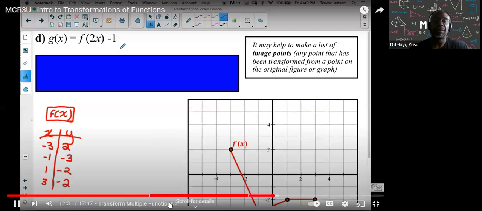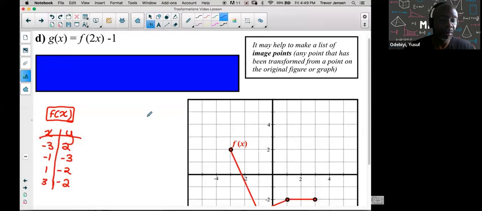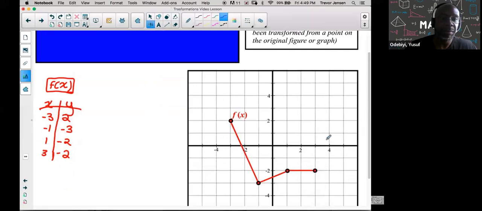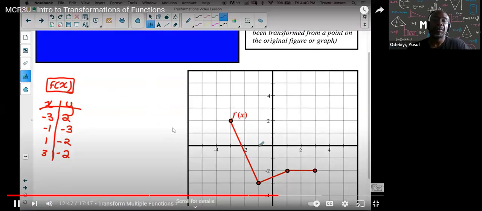After the x, what we're going to have to do, well, we don't have to do this, but the easiest way when we're doing multiple transformations is to first list out the coordinates of the points of our parent function. So the points for the parent function f of x, we have point -3, 2, point -1, -3. So what he's doing, which you should do, is list out the beginning function, all these points here. That's a practice you should do, and then apply the transformation to these points: 1, -2, 3, -2.